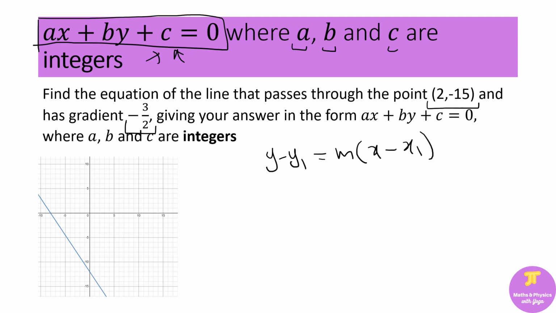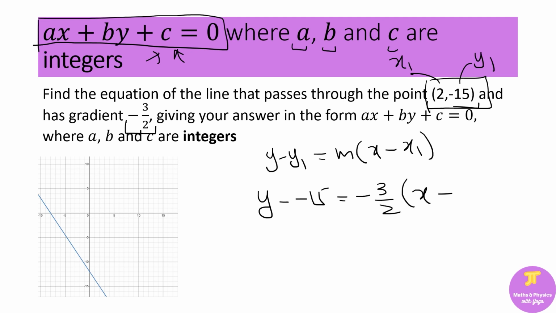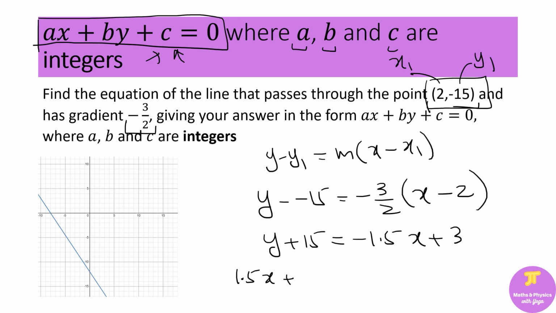We know this point, which is (2, -15), so this is x1 and this is y1. So y minus y1, which is minus 15, equals m, which is -3/2, times (x minus x1, which is 2). So it's going to be y plus 15 equals -1.5 x plus 3. So what we can do is bring everything to the left. It's going to be 1.5x plus y plus 12 equals 0.